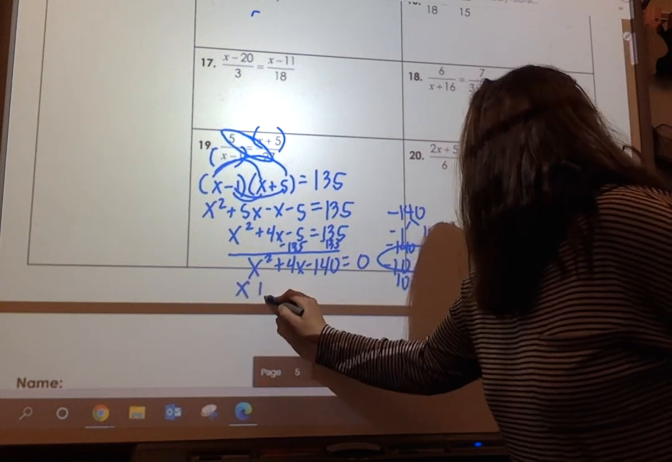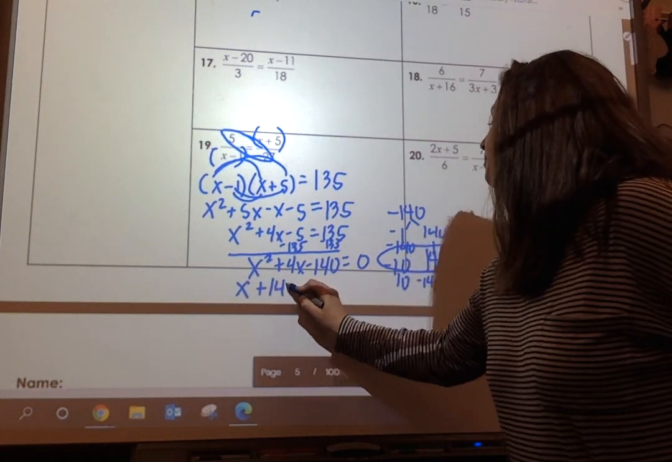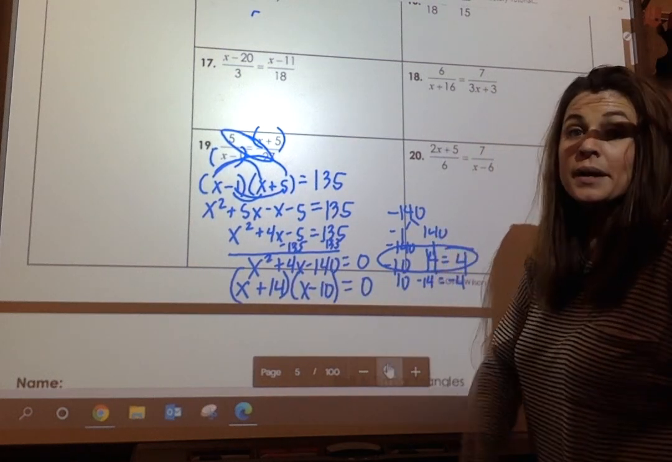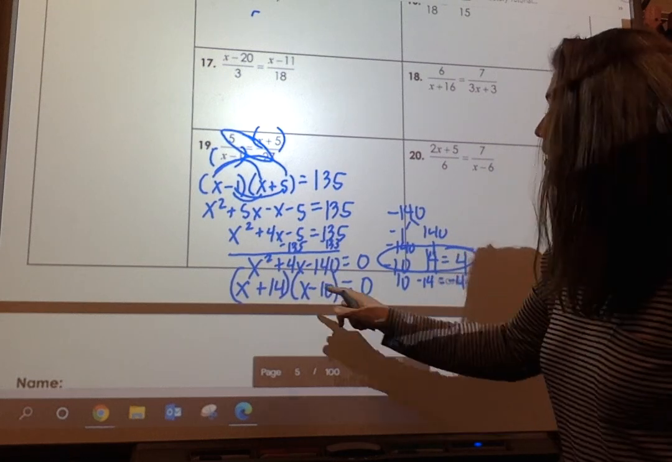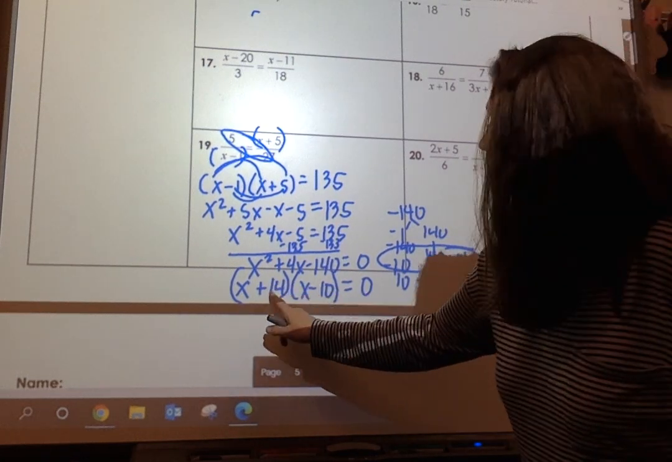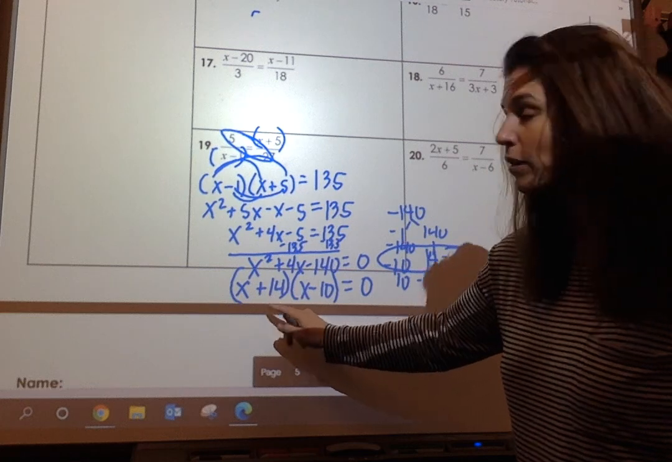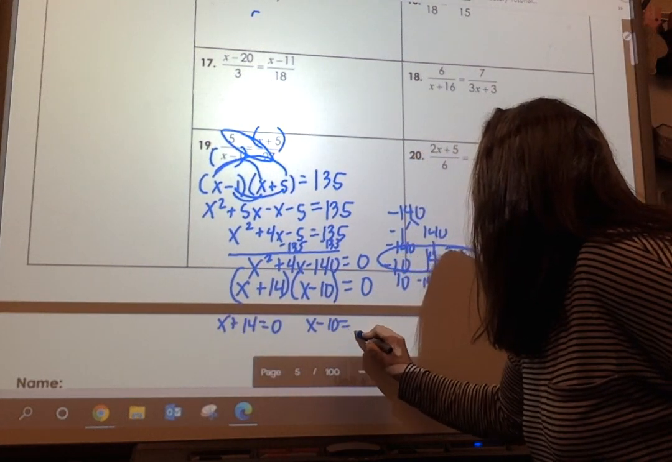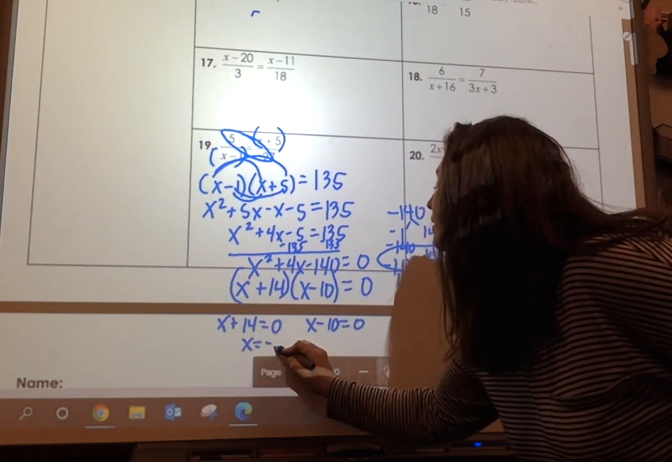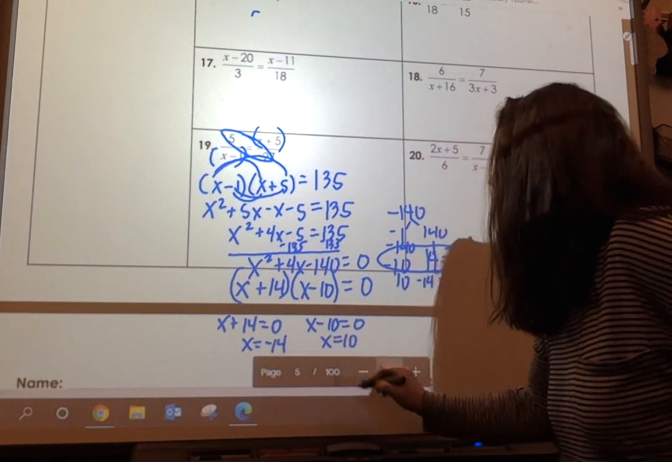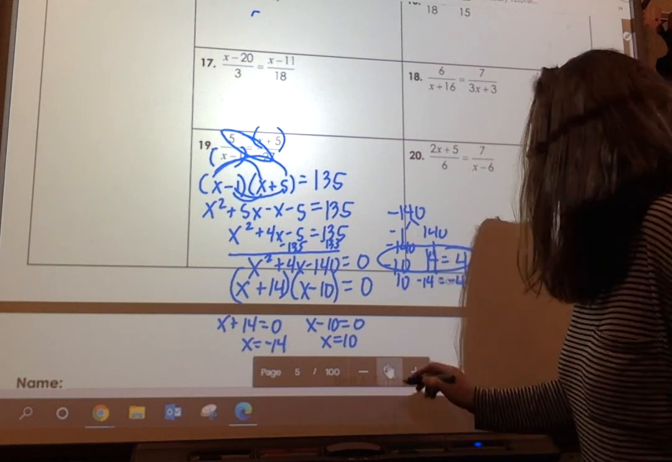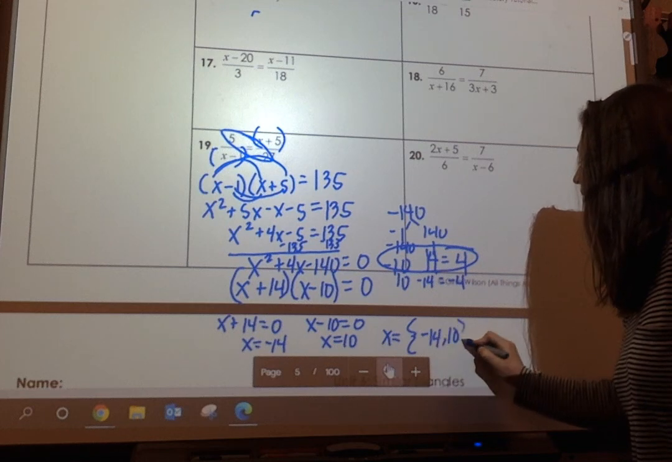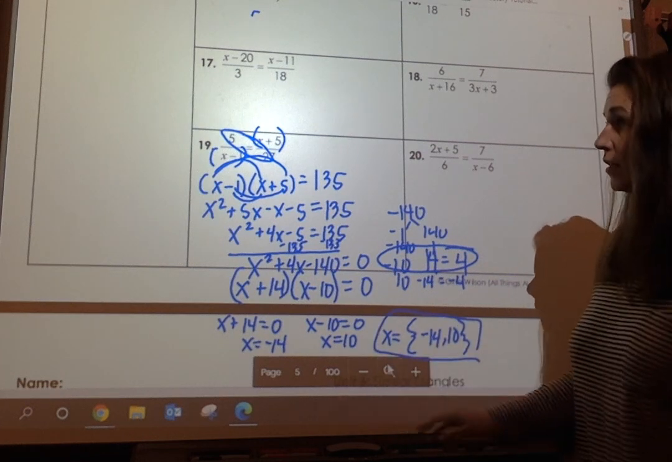So watch what I do. X plus 14, x minus 10, and I set all that equal to 0. I'm solving for x. So what do I do? I take each factored binomial and set it equal to 0. And I solve. So x equals negative 14 and x equals 10. There's two solutions, so I write x equals negative 14, comma 10. And that is my answer.